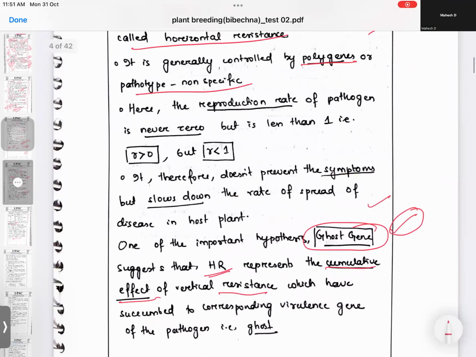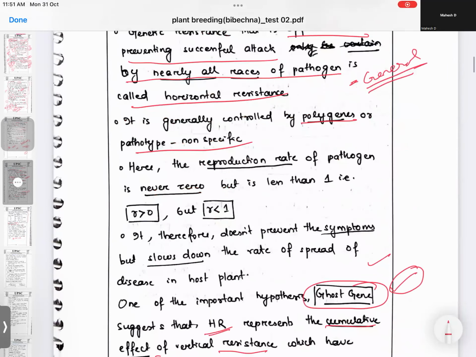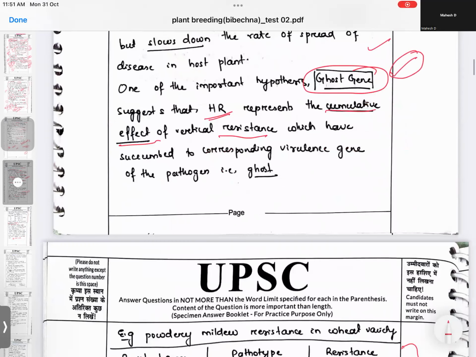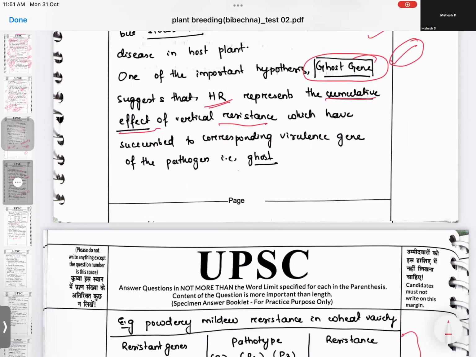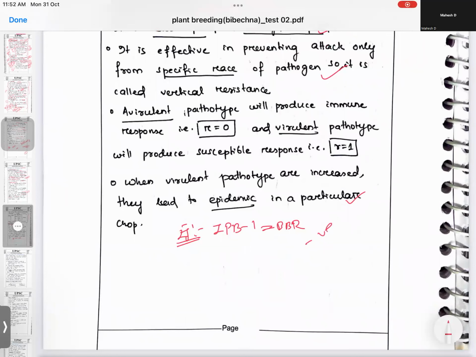But in case of horizontal resistance, you can give any normal variety name, because they all come under horizontal resistance. You can also tell about the negative effects, simply. For example, there may be something called the vertifolia effect.